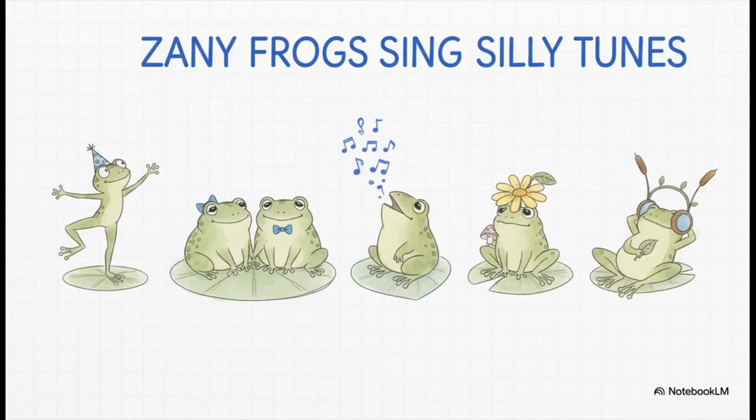And hey, if you're having trouble remembering the order of the degrees, no worries. Use this simple mnemonic. Zany frogs sing silly tunes. The first letter of each word, Z, F, S, S, T, corresponds to 0, first, second, third, and fourth. A silly little sentence to help you remember a really important concept.